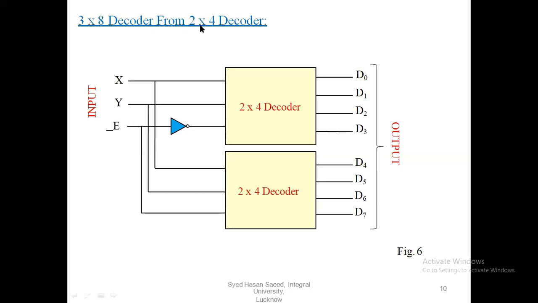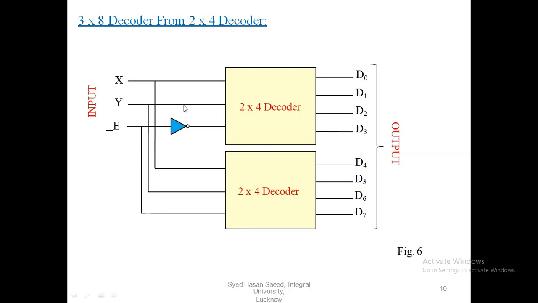It should not be read as 'into'. A 3 by 8 decoder using 2 by 4 decoders. That means how many 2 by 4 decoders do we use? We use 2. So see this 2 by 4 decoder. The first 2 by 4 decoder has how many inputs? 2 inputs. And how many outputs? 4 outputs. So these inputs are X and Y.